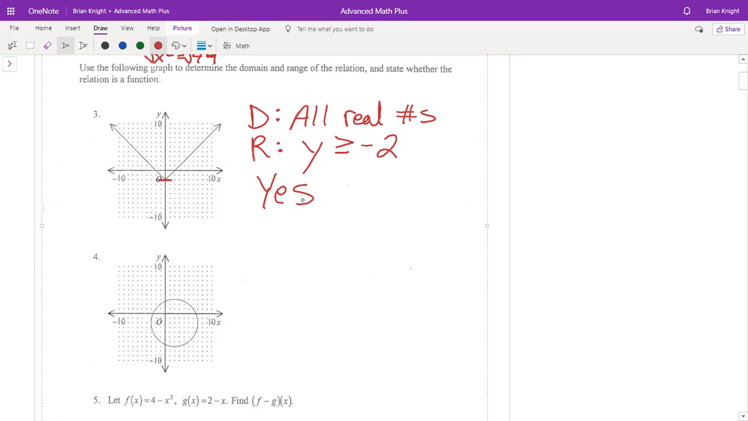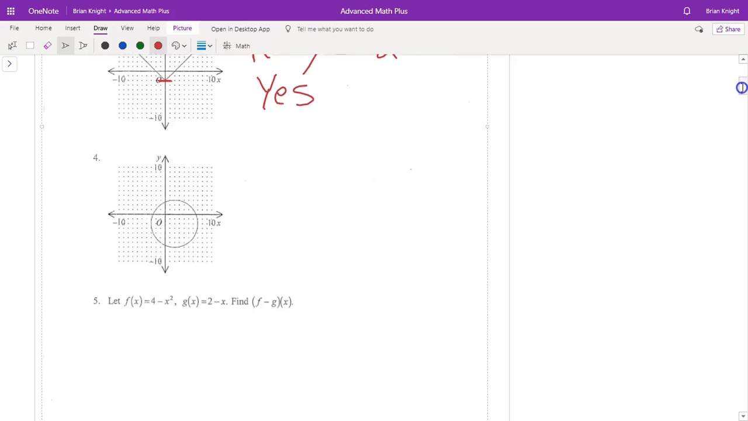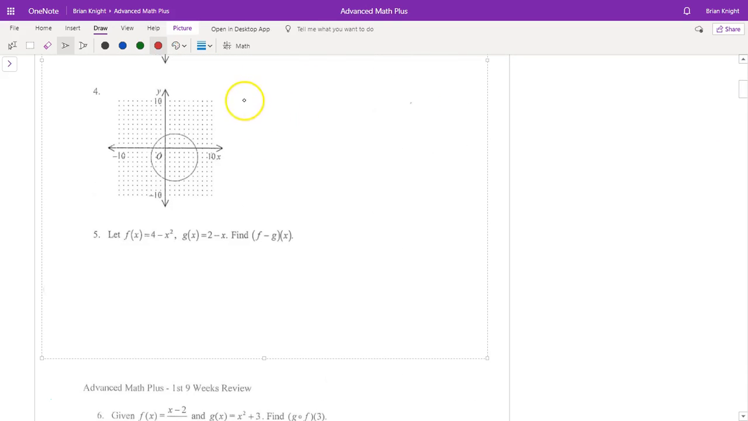All right? Number 4, a little harder. It's not all real numbers here. Domain. How far does it go to the left? Well, it goes about right there. So what point is that? -3. And how far does it go to the right? 7. So 1, 2, 3, 4, 5, 6, 7. So it goes from -3 is less than or equal to x, which is less than or equal to 7.